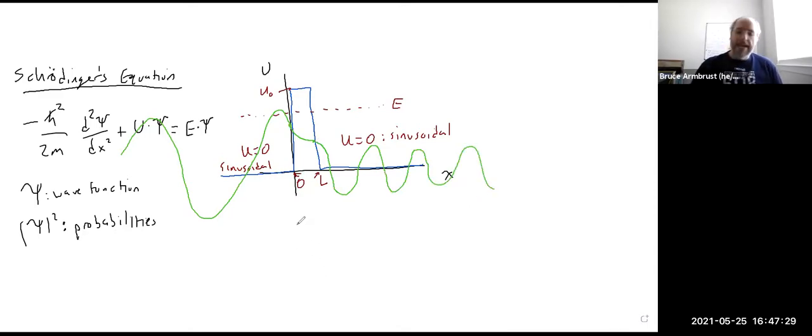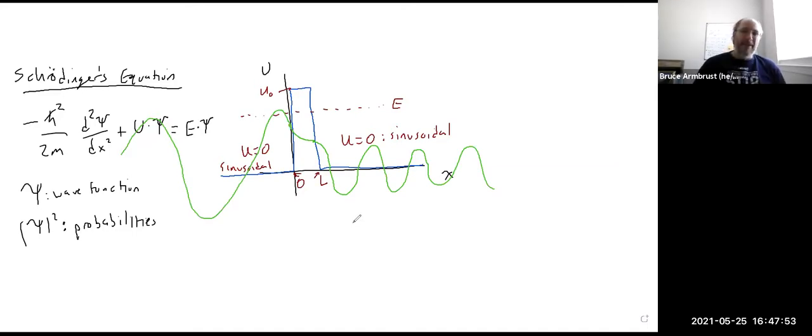So this would be a graph of psi, depending upon how everything kind of worked out. But we go from one sinusoidal to another sinusoidal. The one on the outside has smaller amplitude, but it's still sinusoidal.